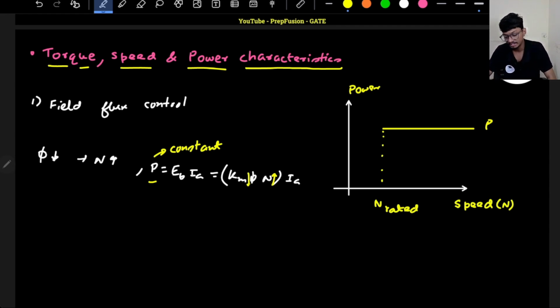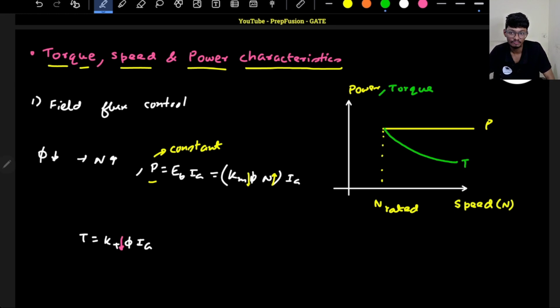Okay, what is happening to the torque? So what is the torque equation? The torque equation is Kt phi into Ia, and if I assume my Ia to be constant, then my phi is reducing, so torque is actually reducing. Okay, so torque graph will be somewhat like this for a field flux control.